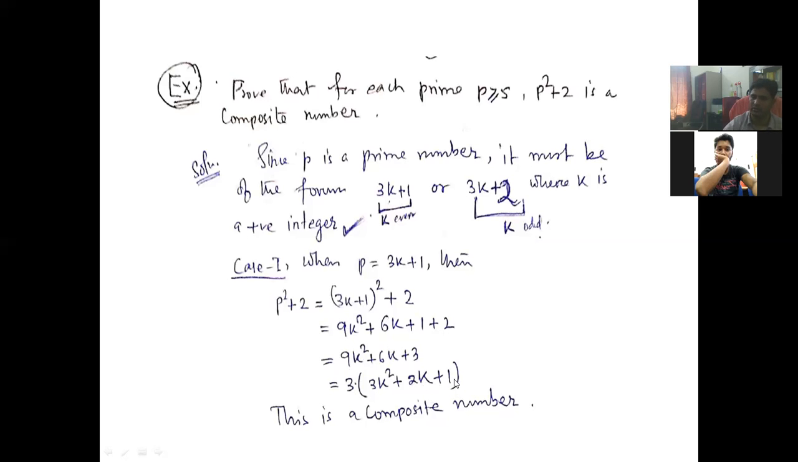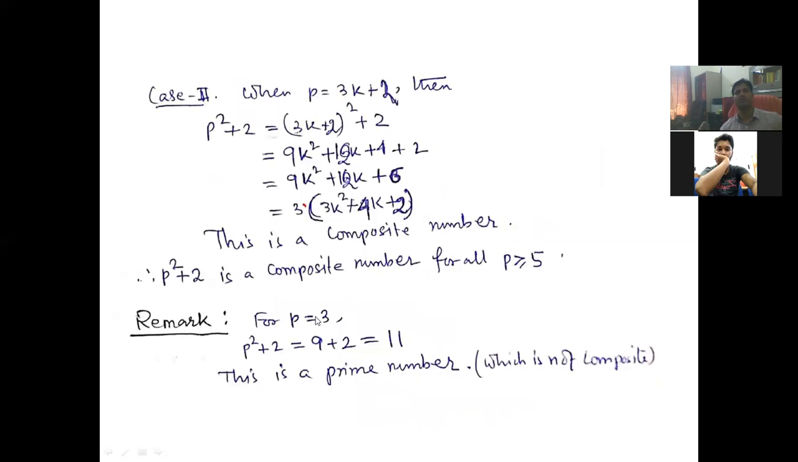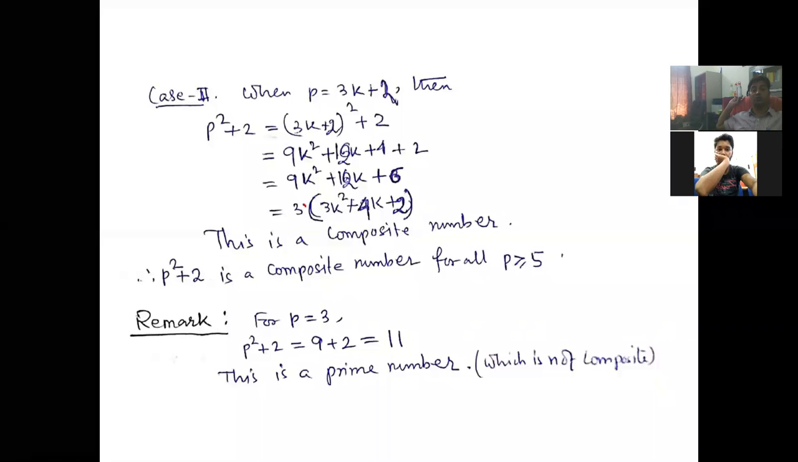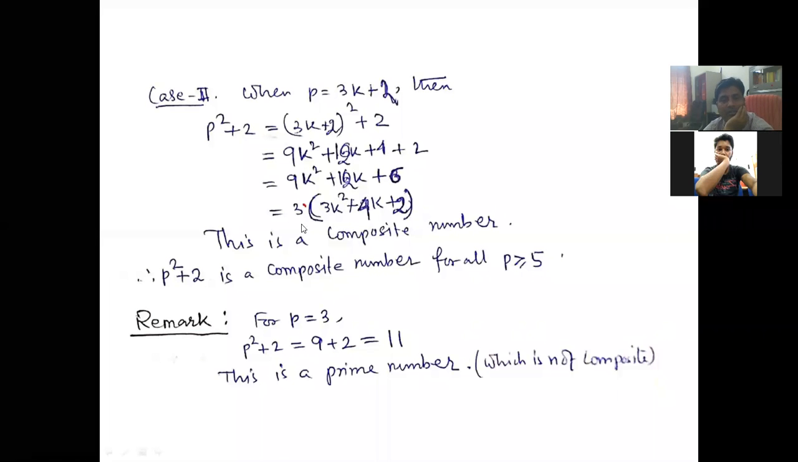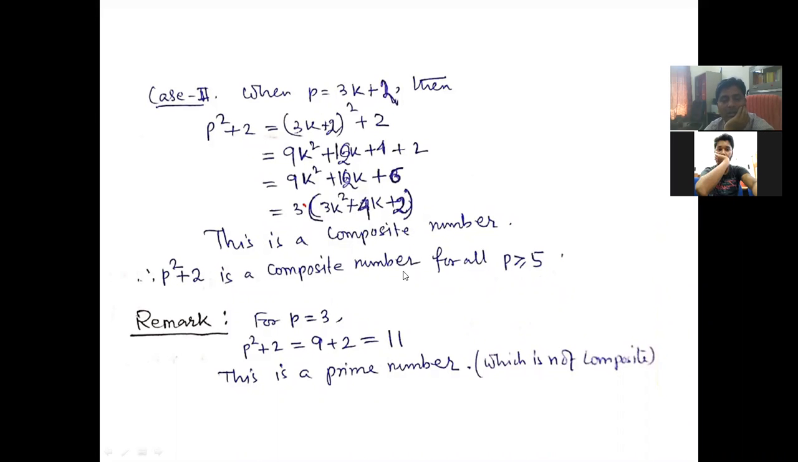So P square plus 2 becomes product of two integers. Therefore, this is a composite number. Now case 2, when P equal to 3k plus 2. Then P square plus 2 equal to 3k plus 2 whole square plus 2. After calculation, this is equal to 3 into 3k square plus 4k plus 2. This is again a composite. So P square plus 2 is a composite number for all P greater than or equal to 5.